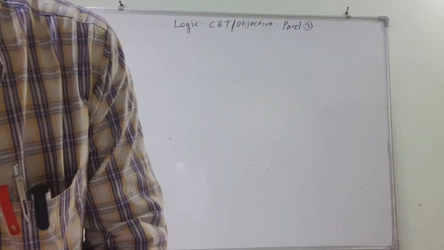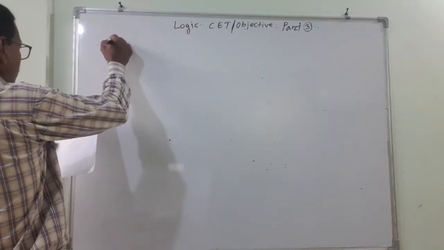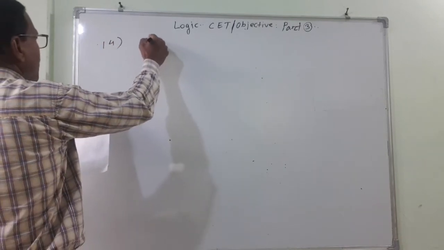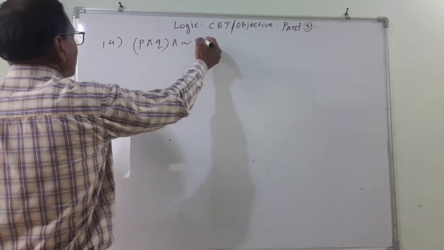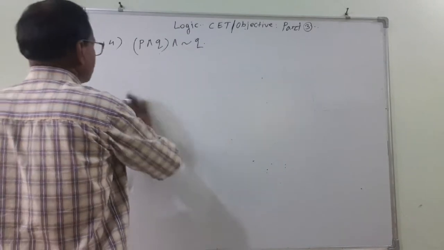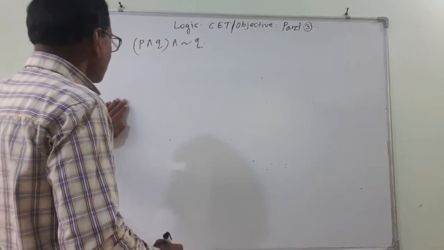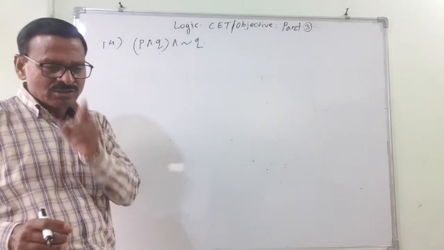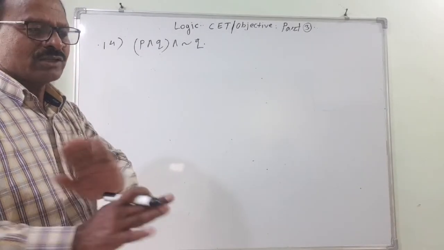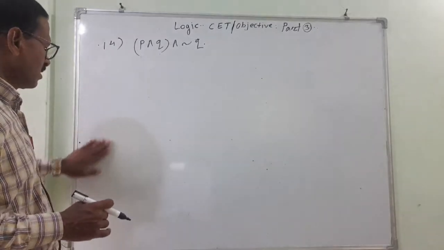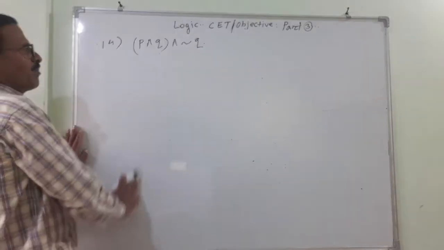Now the 14th question: P and Q, and negation Q. This is a very simple circuit, no doubt of it. How will I analyze? Definitely I will construct the circuit. If it is an implication, then also I will try to construct the circuit. And whether we are receiving the shock or not, that is the only answer for this. Otherwise it will take a lot of time and you will not complete your objective question paper in the CET.